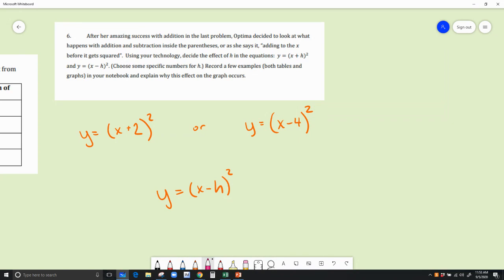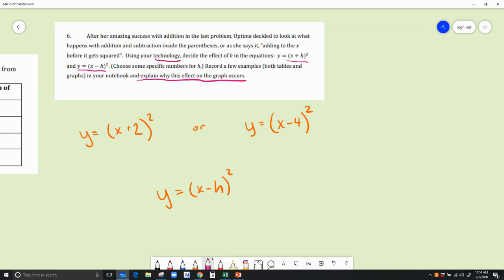After her amazing success with addition in the last problem, Optima decides to look at what happens with addition and subtraction inside the parentheses, or as she says it, adding to the x before it gets squared. Okay, so inside the parentheses. Using your technology, aka Desmos, decide the effect of h in the equation, (x + h)² or (x - h)², okay? And then record a few examples and then explain why this effect on the graph occurs.